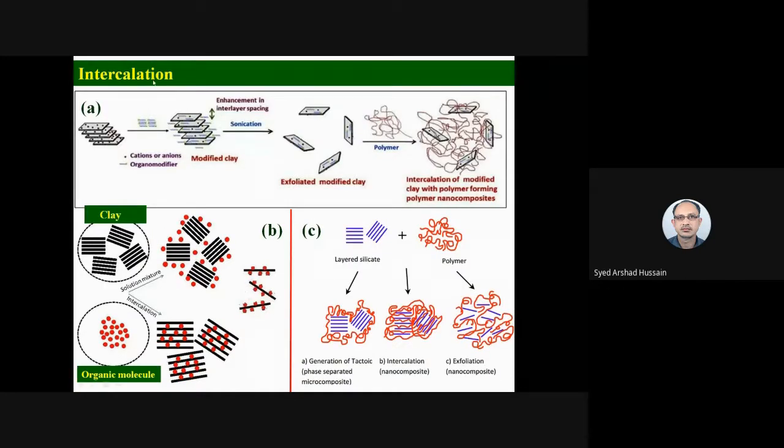Then intercalation: you can incorporate the other material within the clay sheets or within the layer, or you can attach your organic material or polymeric material or suitable material even on the surface of the sheet also. Okay, so you can attach them at the edge also. So this kind of thing is known as intercalation.